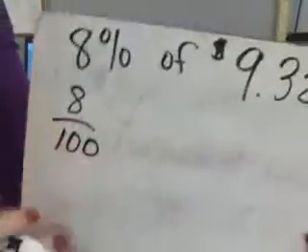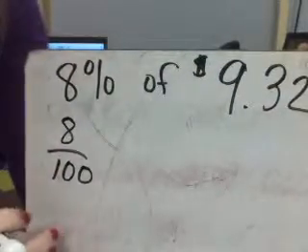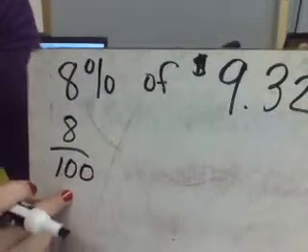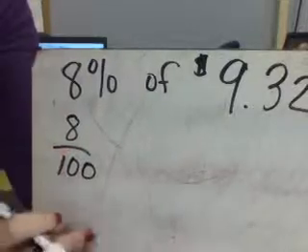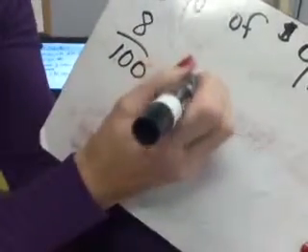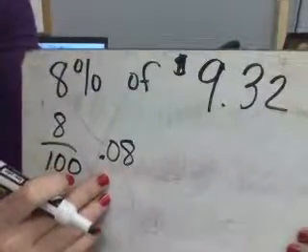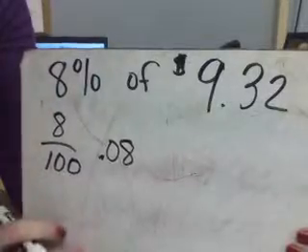8 over 100. And so here's a visual of helping you determine how many times to move the decimal. There's 2 zeros in the number 100. And so you're moving the decimal place 2 times. So 8 hundredths is your decimal number for 8%. And now you just multiply.